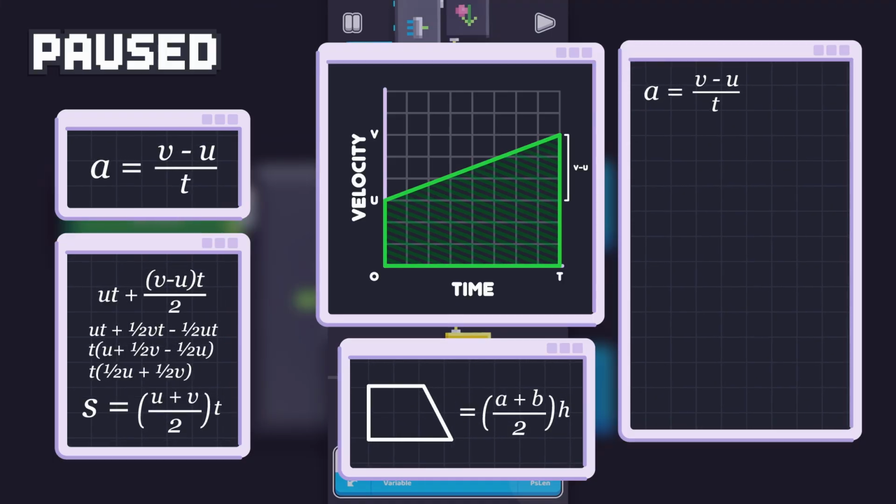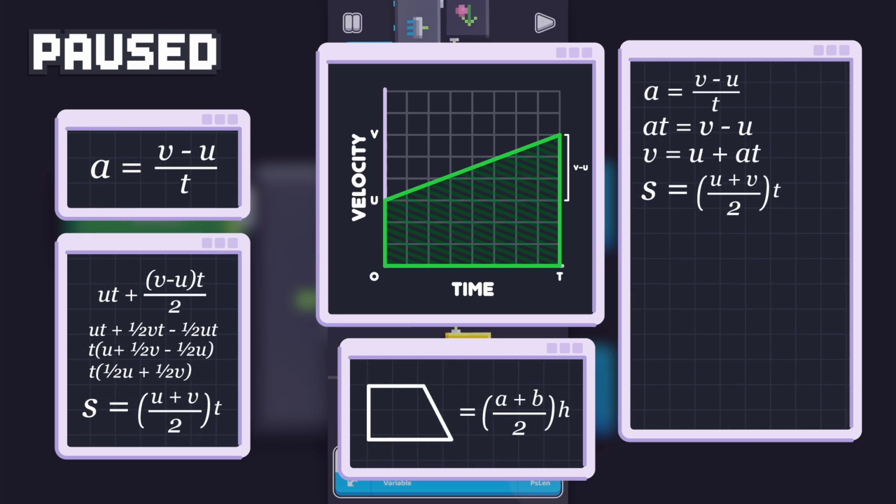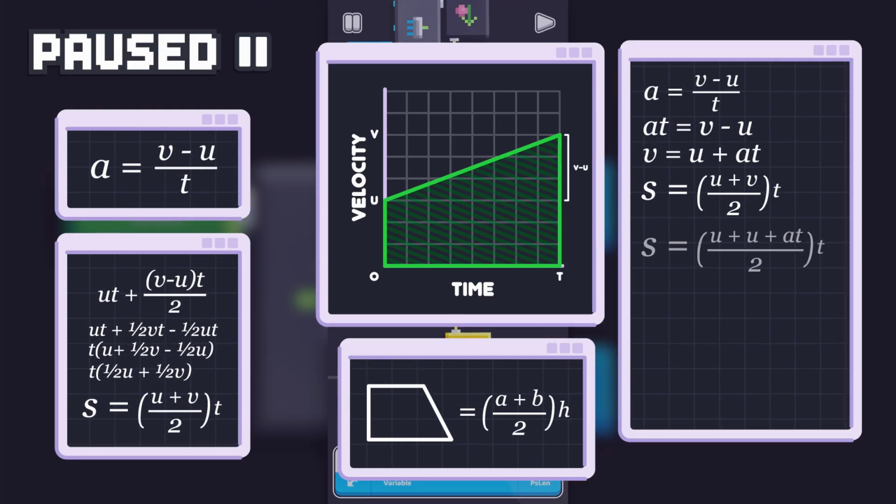Going back to our acceleration formula, we can multiply both sides with t to get rid of the fraction. Then, we move u to the other side to isolate v, leaving us with v is equal to u plus at. We then use this to substitute for v in the displacement formula. So we have (u plus at) divided by 2 times t.